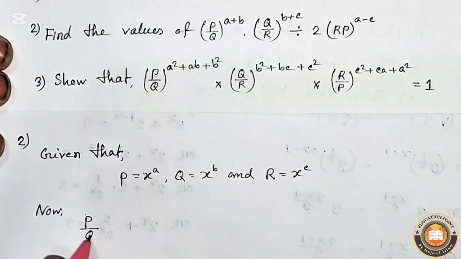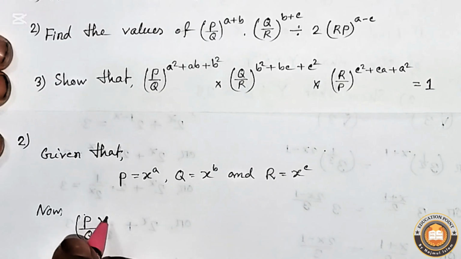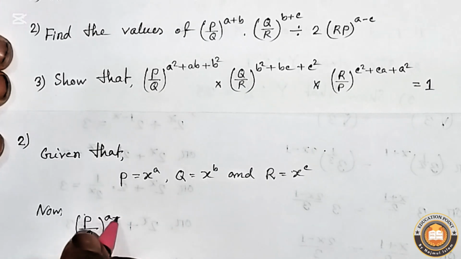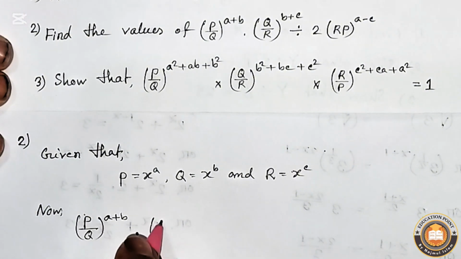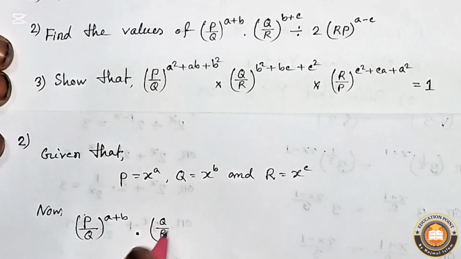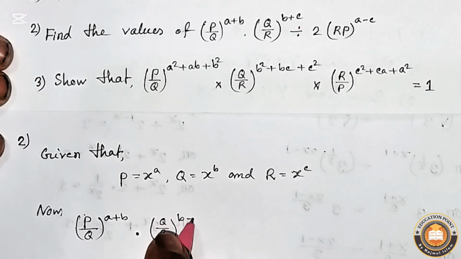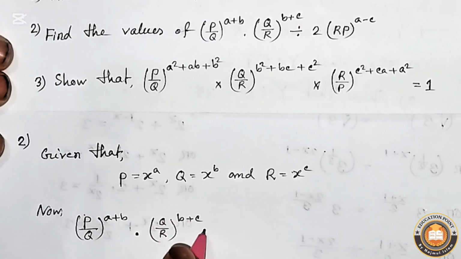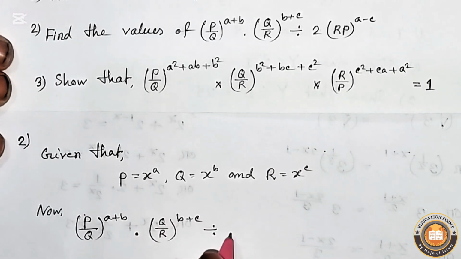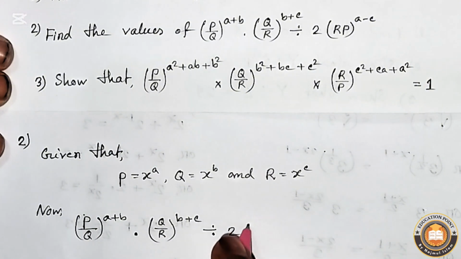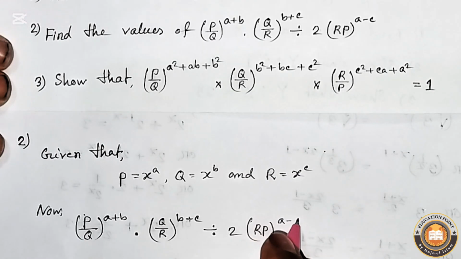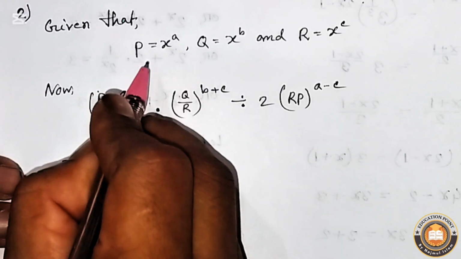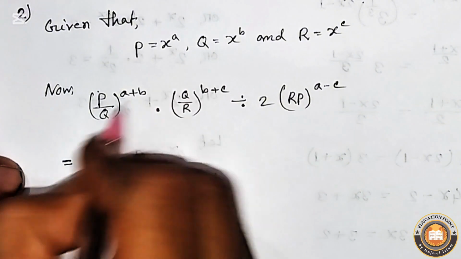Now p by q whole power a plus b into q by r whole power b plus c divided by 2 into rp their whole power a minus c. At first the values of p, q and r are put here.